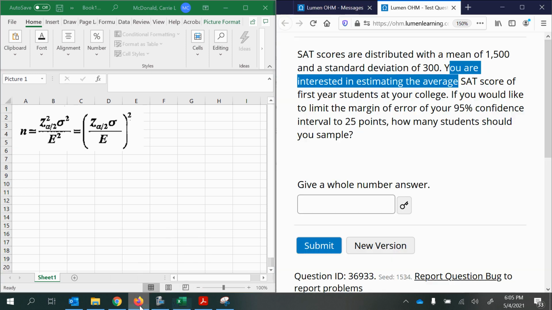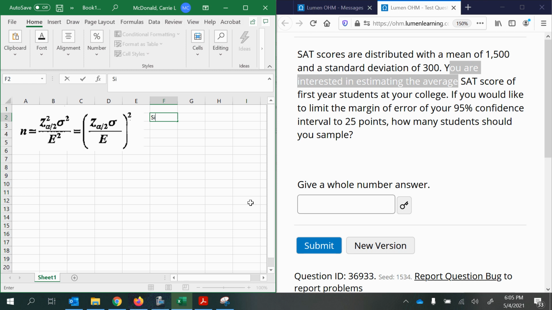So now we just need to extract the information to go into this. We'll need sigma, the population standard deviation, the margin of error E, and the critical value, which is a Z-score.